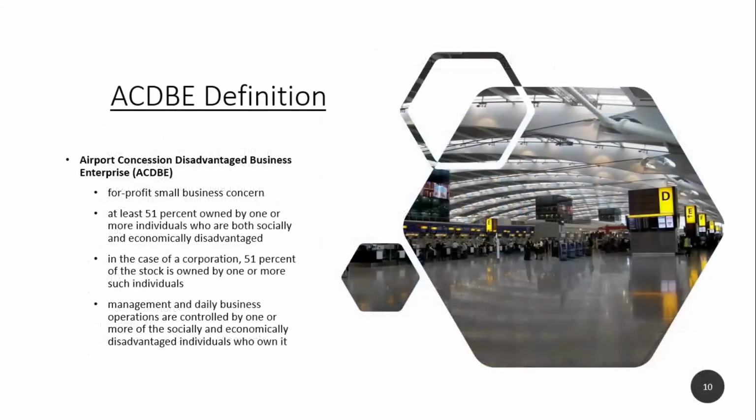By definition, an Airport Concession Disadvantaged Business Enterprise is a for-profit small business concern at least 51% owned by one or more individuals who are both socially and economically disadvantaged. In case of a corporation, 51% of stock is owned by one or more such individuals. Management and daily business operations are controlled by one or more of the socially and economically disadvantaged individuals who own it.